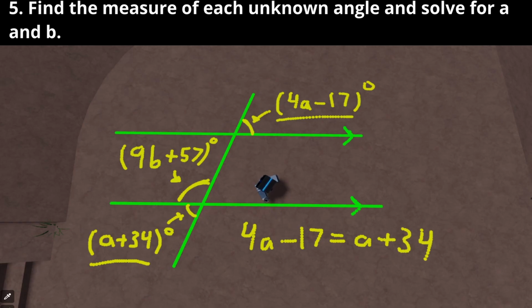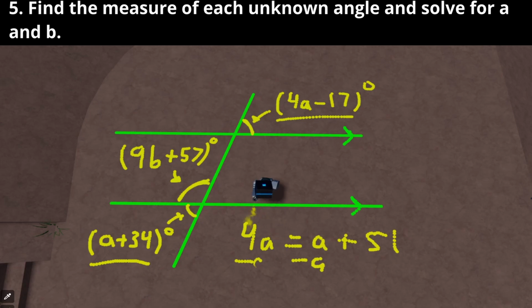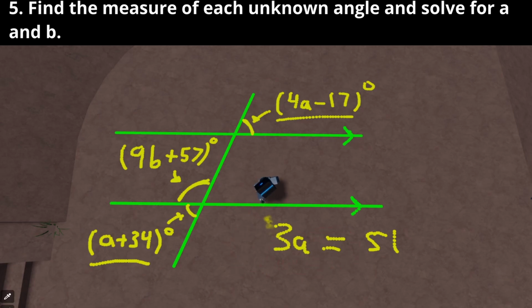To solve this, let's add 17 to both sides first. If you do that, 34 plus 17 is just 51. So 4a equals a plus 51. Then just subtract a from both sides. 4a minus a is just 3a. So I have 3a equals 51. Finally, just divide by 3 to solve for a. And 51 divided by 3 is just 17. Therefore, a is just equal to 17.